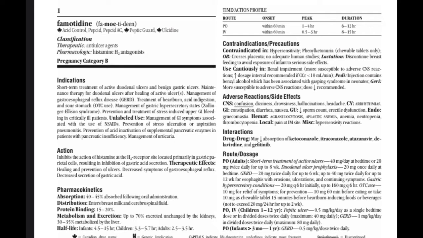Pepcid, which is a histamine 2 antagonist, is used to decrease symptoms of gastric reflux. The action of Pepcid is to block the action of histamine in the parietal cells, ultimately blocking acid secretions in the stomach. This medication, when given IV, prevents and treats stress-induced upper GI bleeds.